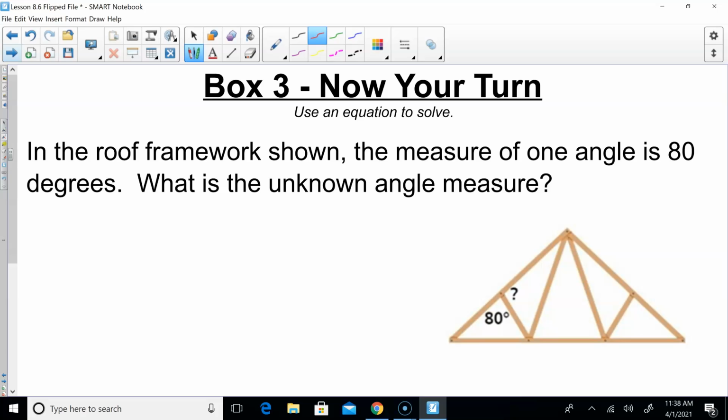In the roof framework shown, looks like a lot of roofing, a lot of building things it looks like. The measure of one angle is 80 degrees. What is the unknown angle measure? So notice there's a question mark right there. What is that angle? Interesting that you only have one angle given. Can you use what you know about angles to help you out there?